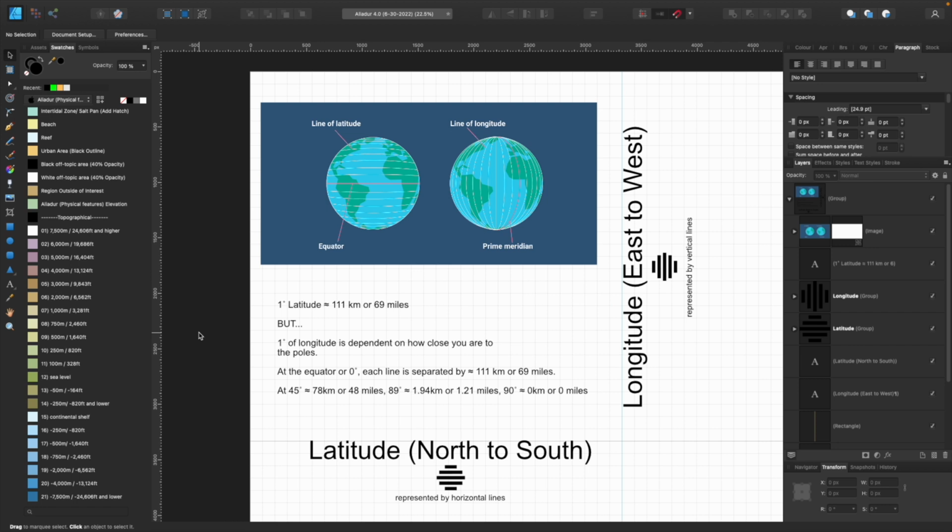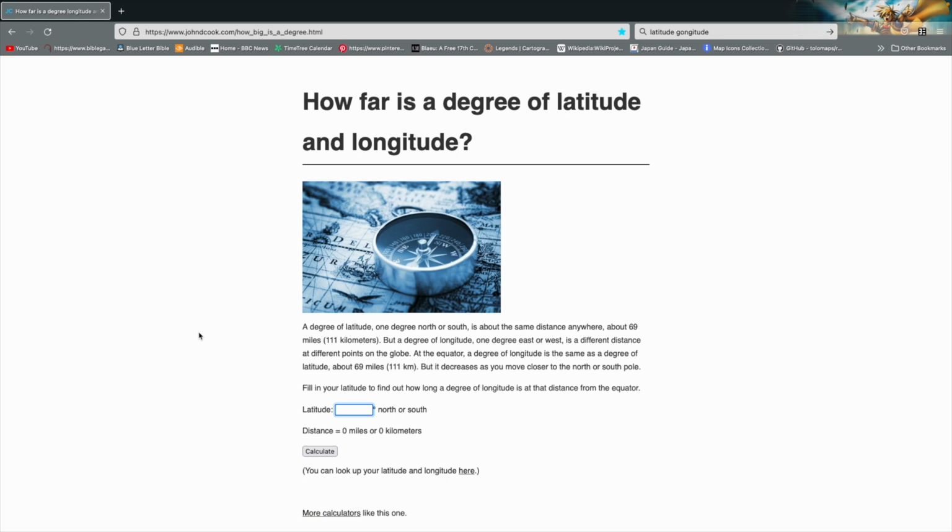And I'll be sharing this link below, but here's the calculator that I found. And so what we do is we can say, okay, where's your map going to be located? Let's say 60 degrees north or south latitude. And we press calculate, and there you go. So now you have yourself a distance between each line of latitude at 60 degrees north or south. It is 34 miles or 55 kilometers.